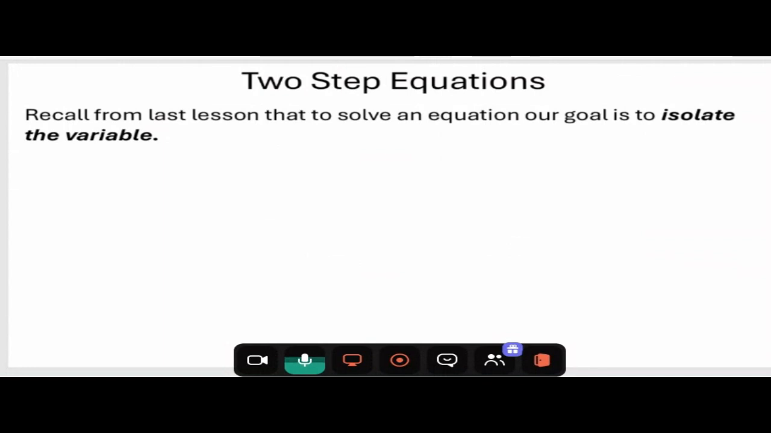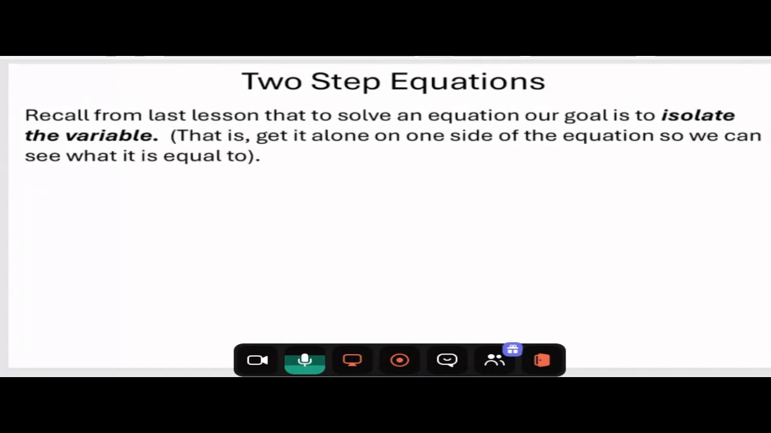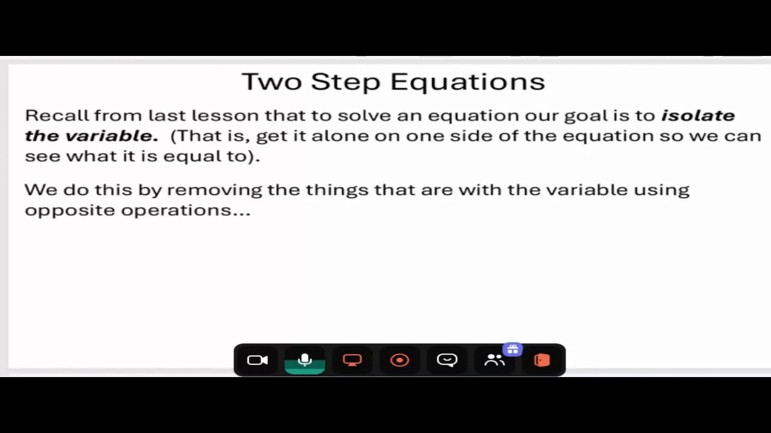So remember from last time that our goal when we solve an equation is to isolate the variable, and that means to get it alone on one side of the equation. We didn't talk a lot about this last time, but think about that for a second. If you have your x alone, say on the left, if there's nothing else with it, then all that you have left is x equals some number. That's why isolating the variable solves the equation, because once you have the variable alone, you can just look on the other side and see what it's equal to.